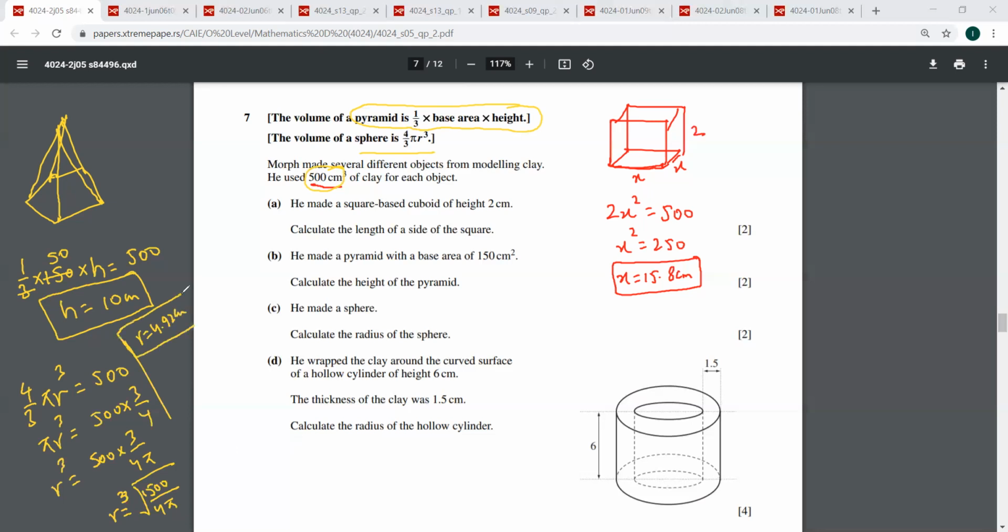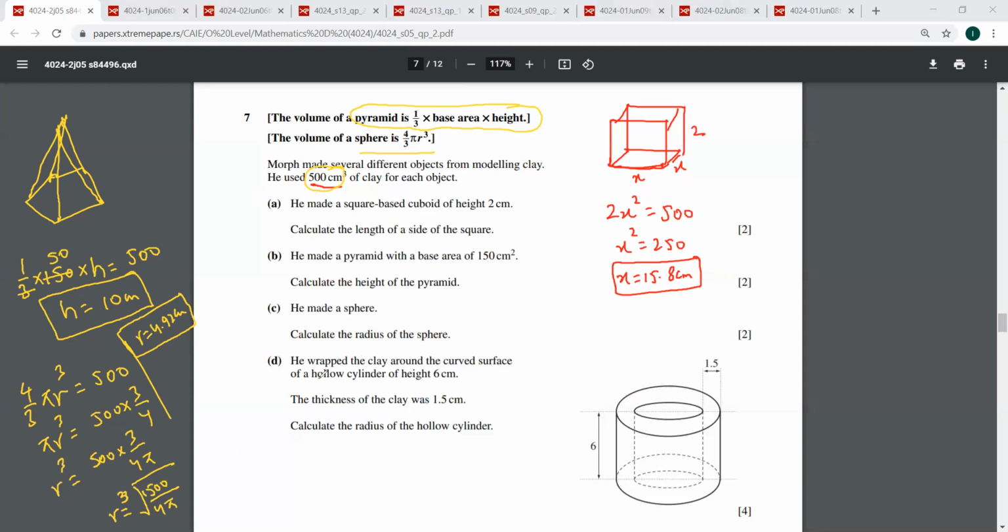So guys, you see there was no thinking required. He gave us the formulas and then he gave us a volume and he's just testing how you manipulate these algebraic equations here. So this up to here was an easier question.